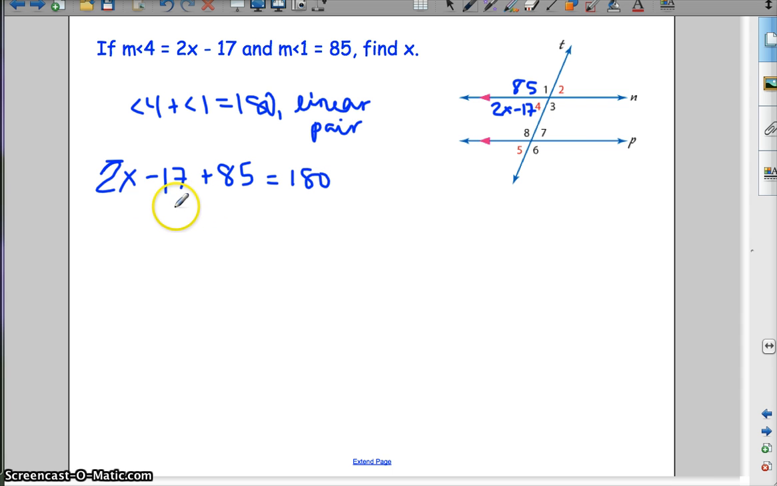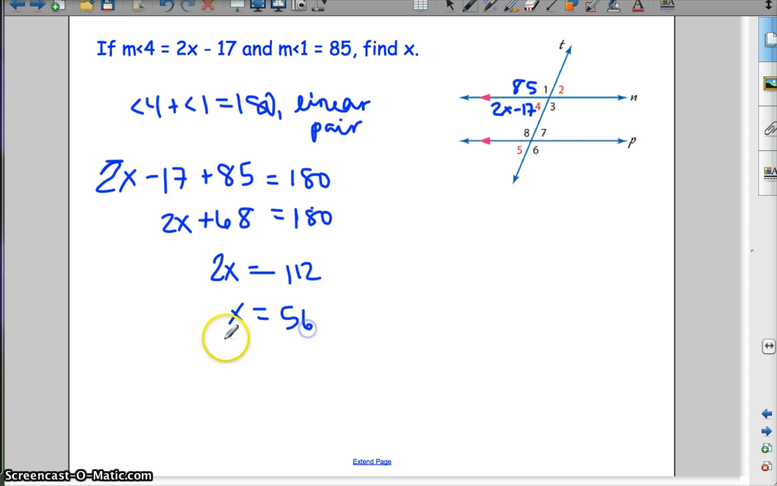And when we combine like terms, we get 2x plus 68 equals 180. And we get 2x equals 112 when we subtract from both sides. And then when we divide, we get x equals 56. All right, so that's how we do those problems. Again, I'm just looking for this part of your reasoning.